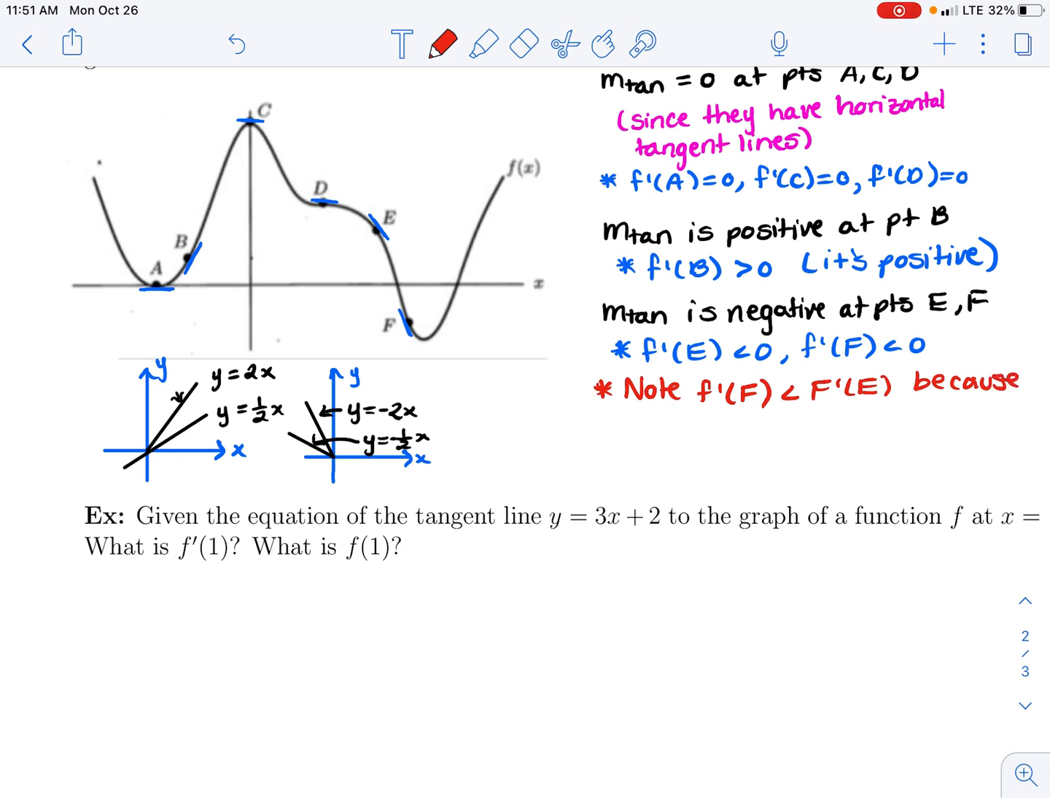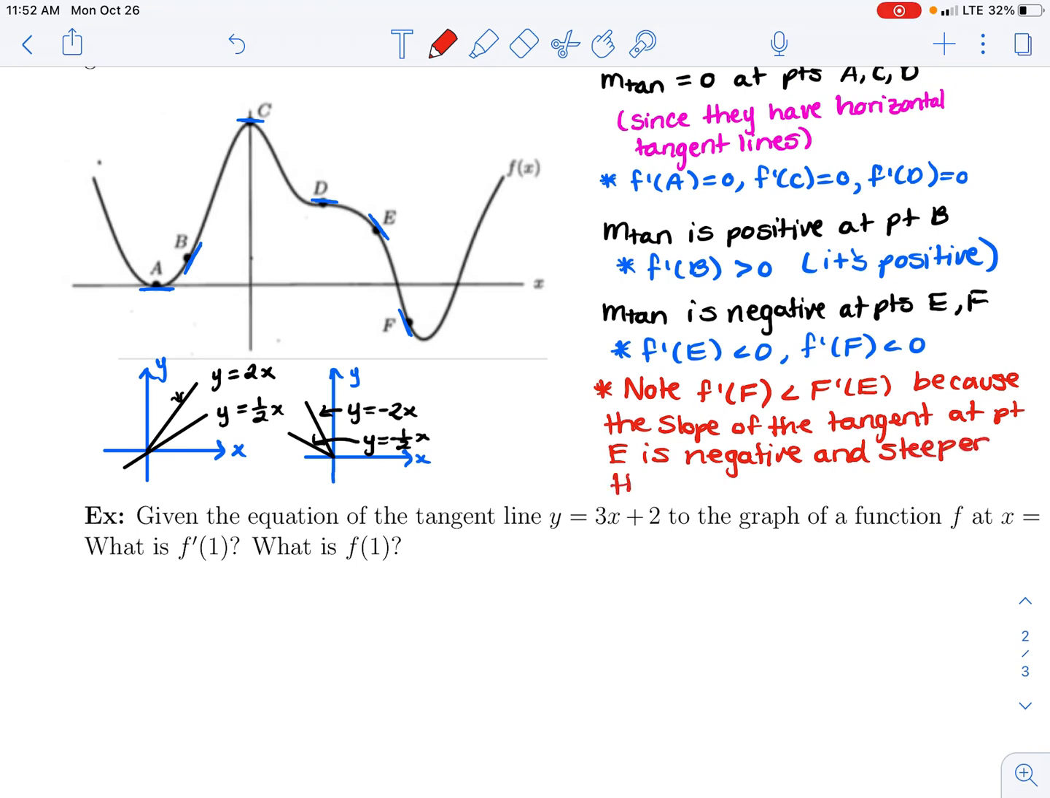because the slope of the tangent line at point F is negative and steeper than at point E. You notice that both of these slopes are negative, but the fact that the line is steeper at point F tells you that that slope is going to be less than the slope that's not as steep. And that's for the negative direction, because again, that's not true for the positive direction.